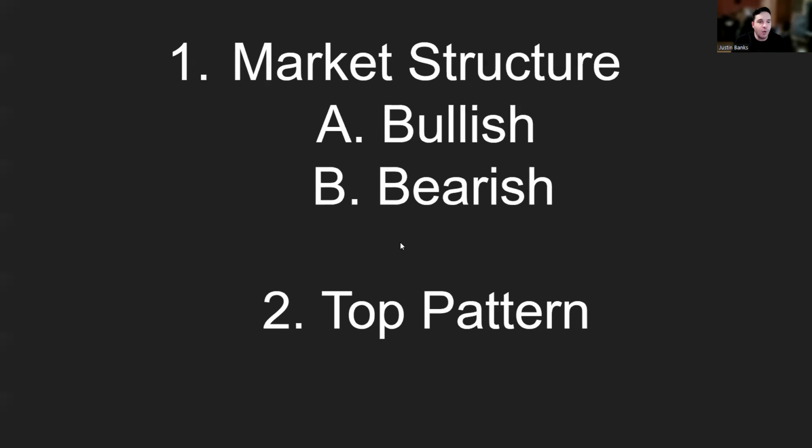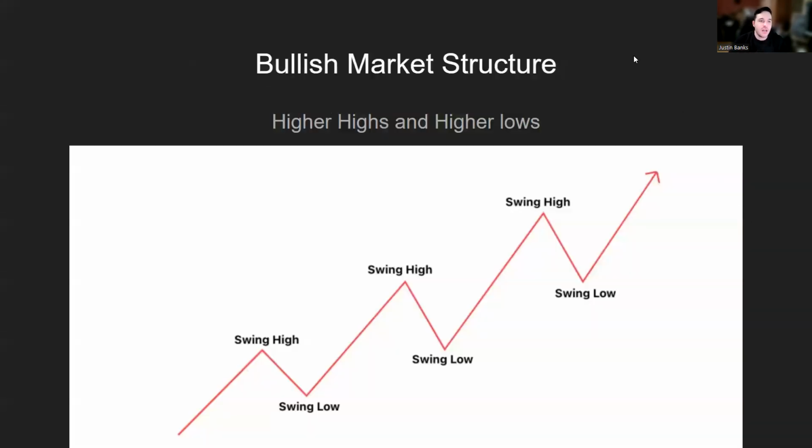Now, as you guys know, market structure is very important. Why is it important? Because market structure is going to show you what type of trend we are in. And from that trend, we will be able to catch a reversal once that market structure is broken. Let me go ahead and show you guys the bullish market structure. I'm going to try to make this video as fast as possible, but loaded with as much information as possible.